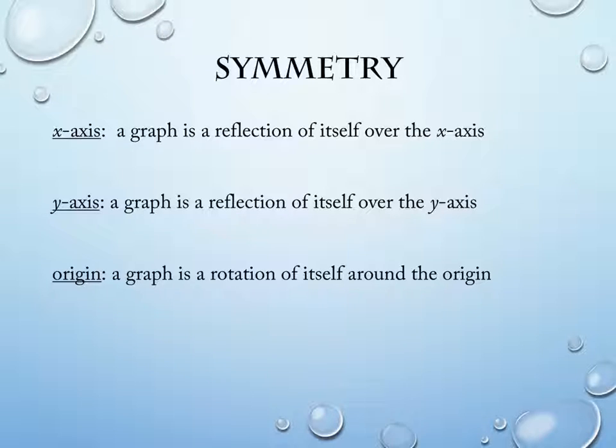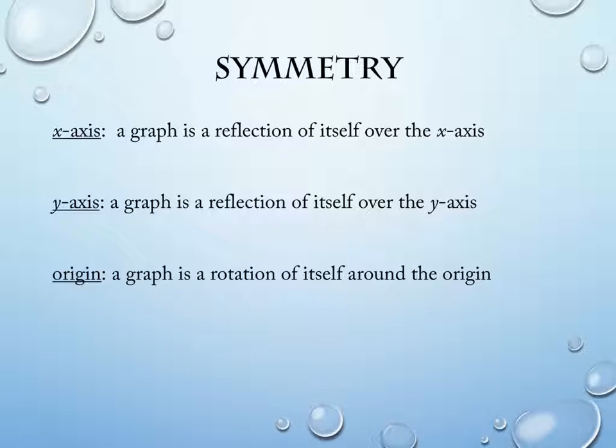One is called x-axis symmetry, and this one looks like the graph is a reflection of itself over the x-axis, or a mirroring of itself over the x-axis. That one we didn't see. I'll draw you a picture in a minute, so leave a little space next to it for a small picture.